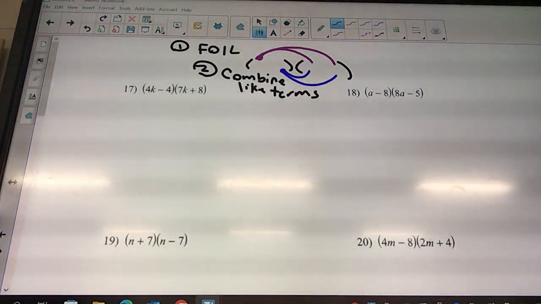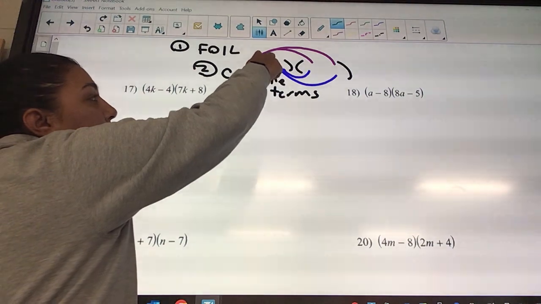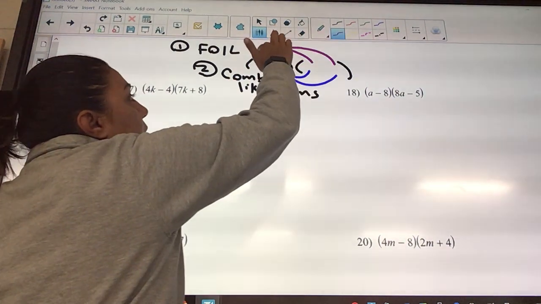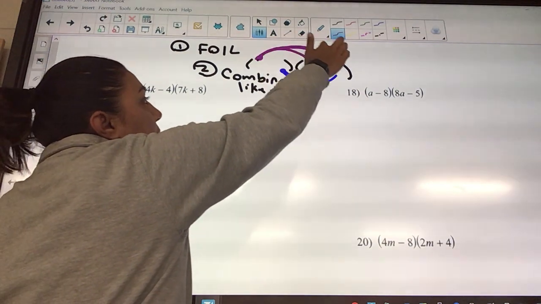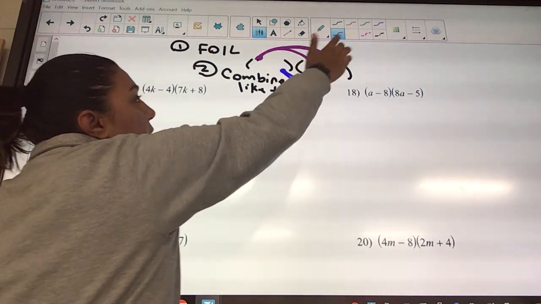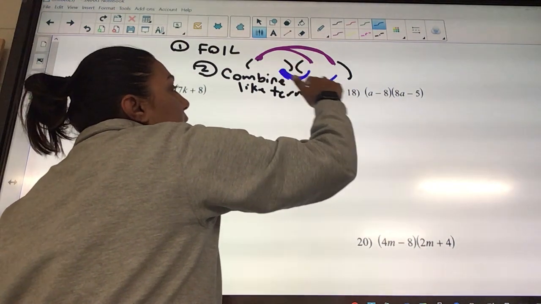Okay, 17, 18, 19, and 20 all are foiling. So we need to FOIL, and we're going to do this first one, and it's going to get carried to this one. So you're going to multiply those ones. And then same thing, you're going to make like two little rainbows from the top, and then you're going to do the same thing on the bottom. So you're going to take this one, and you're going to times it by that one, and times it by that one.